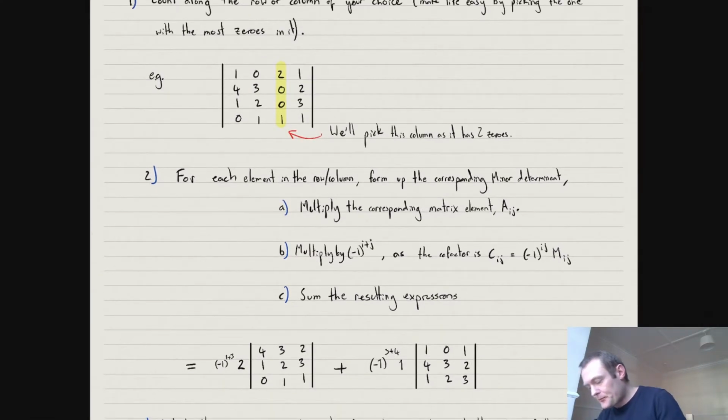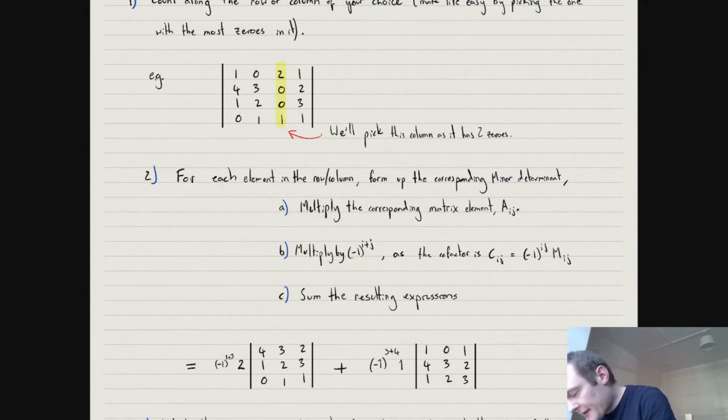So firstly, we count down this column, and we'll first get the minor corresponding to this element, which is these elements here. So 4 3 2 in the first row, 1 2 3 in the second row, and 0 1 1 in the final row. And the minors corresponding to these two elements we don't need to care about, because we would multiply those by the corresponding matrix element, which both of those are 0.